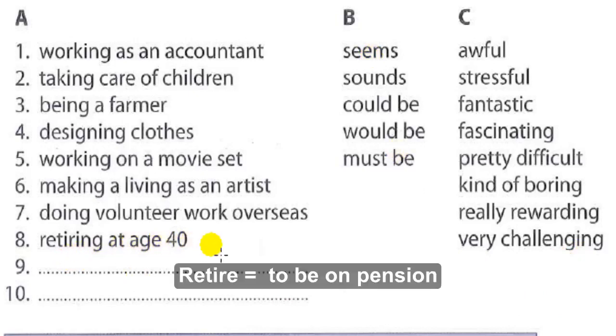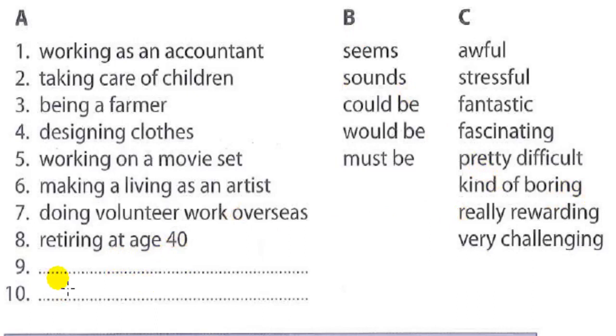Retiring at the age of 40. At age 40, you stop working and you don't go to work, you have a pension. If you're retired and you are 40 years old, this seems of course not fantastic. No, this is of course kind of boring. Retiring at age 40 seems kind of boring. Yeah, work is good of course, but not too much hard work. Just work 8 hours. This is good.